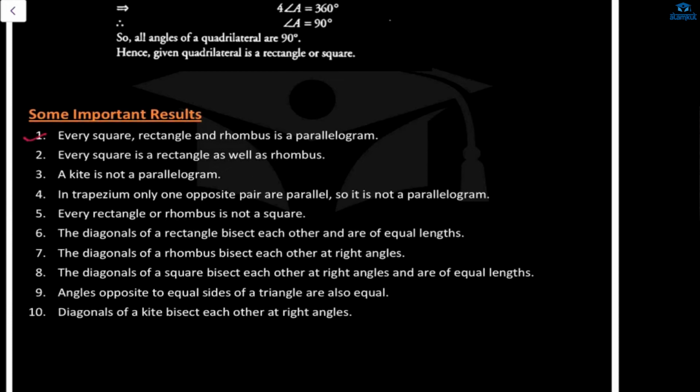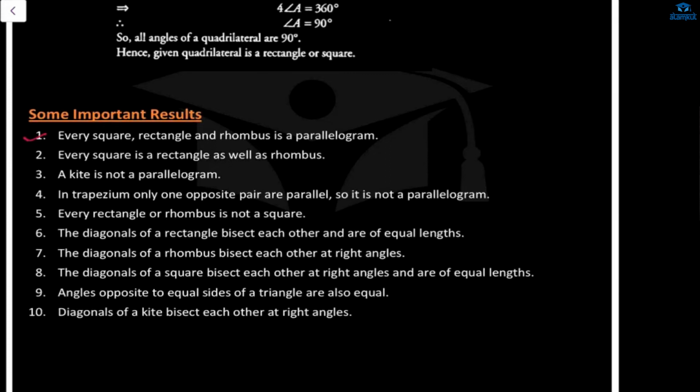Now every square is a rectangle as well as a rhombus. We have seen that also. Why? Because rhombus means all the sides are equal, and in a square all the sides are equal. One additional property is there for a square other than a rhombus: all the angles are 90 degrees, which is not there in a rhombus. So a square can be a rhombus, but a rhombus cannot be a square. Similarly, a square can be a rectangle, but a rectangle cannot be a square.